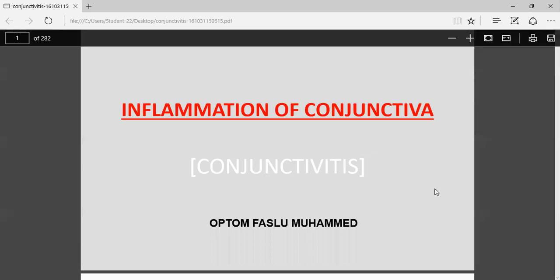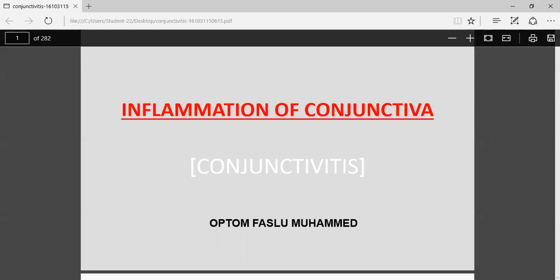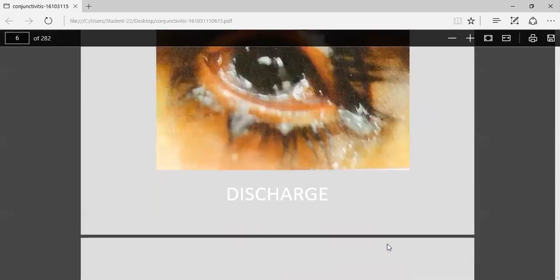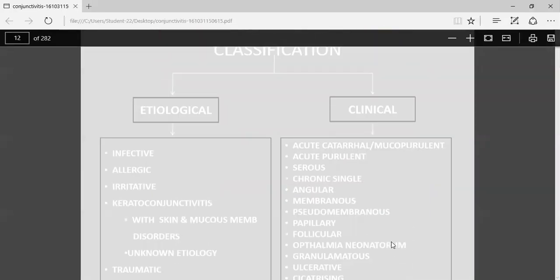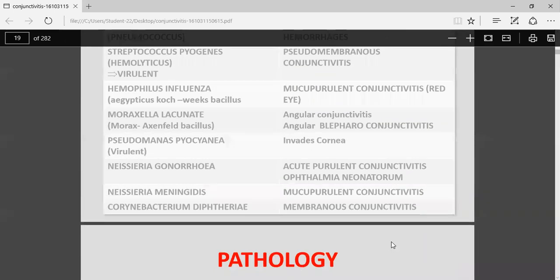Okay, today we are going to continue the topic of conjunctivitis, and in the last class, you all know that we have gone through different types of conjunctivitis. Today we will be continuing with that, and today we have to cover the topic of allergic conjunctivitis. So this is the PDF presentation, not the PowerPoint presentation, and I hope that you all have this presentation.